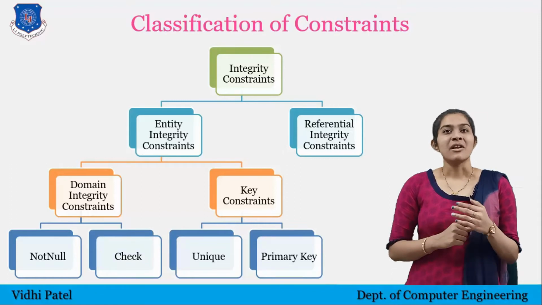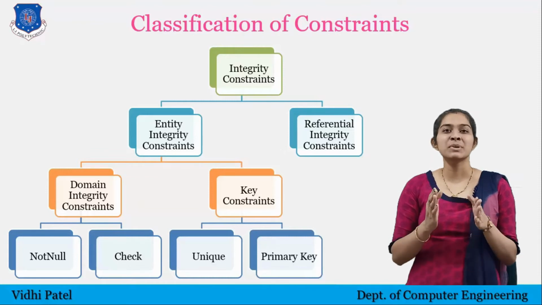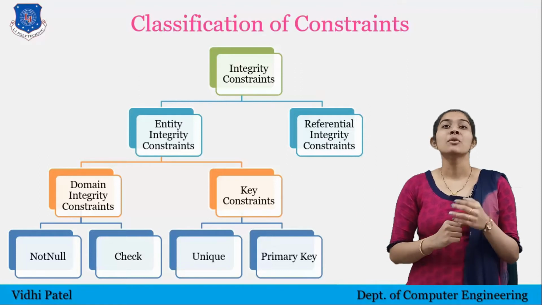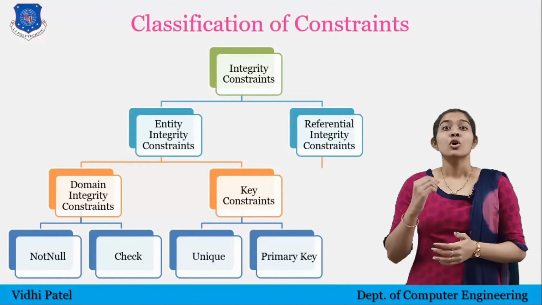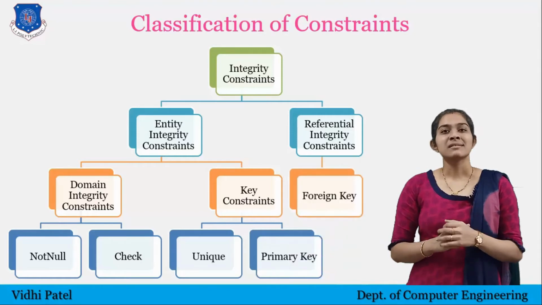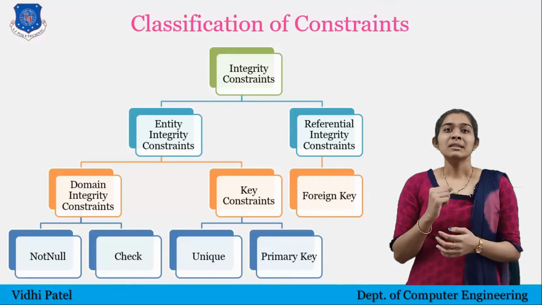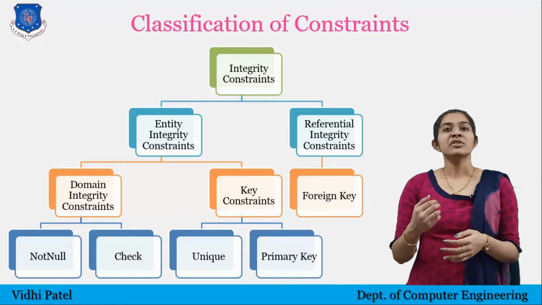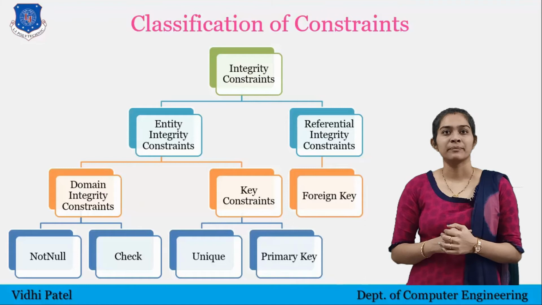And next is referential integrity constraint. Referential integrity constraints specify that a row in one table that refers to another row must refer to an existing row in the table. Oracle provides foreign key constraint to ensure such kind of consistency. In this tutorial, we will see entity integrity constraint. Referential integrity constraint will be seen in another tutorial.